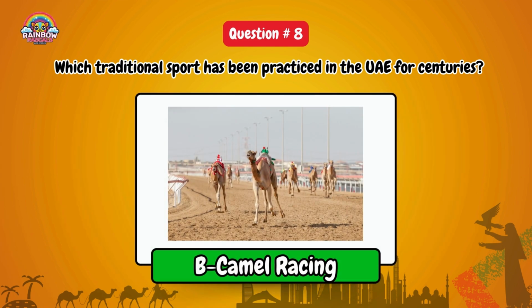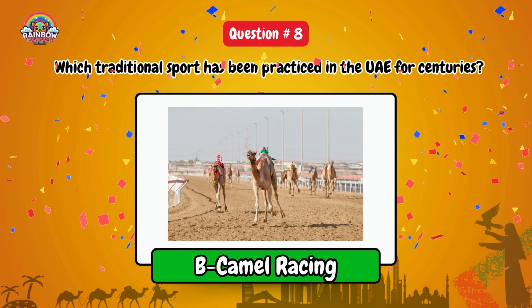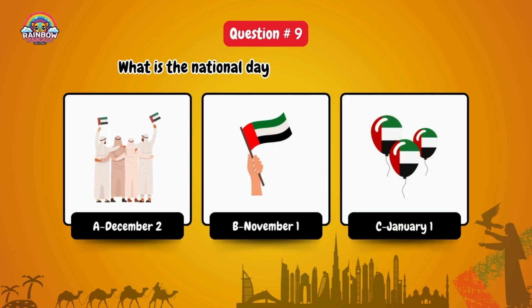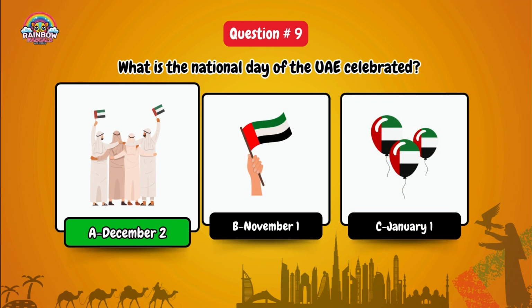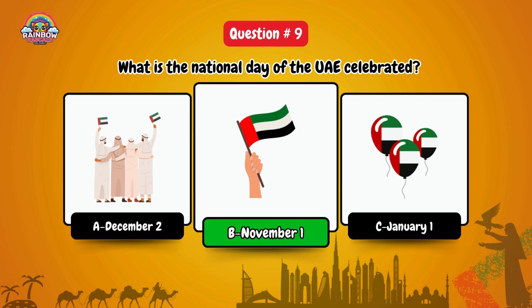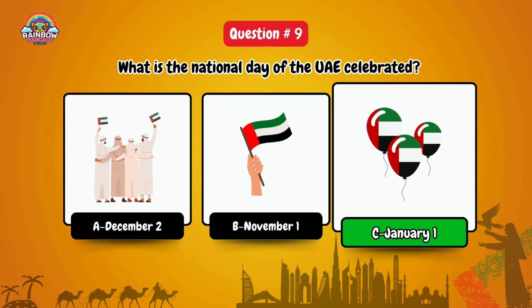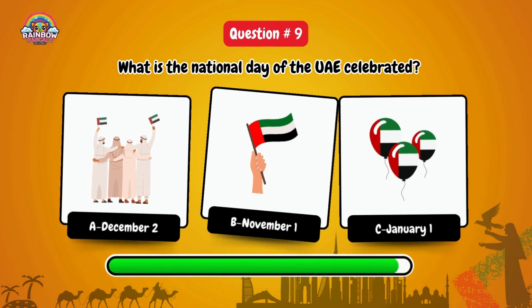The correct answer is, the traditional sport that has been practiced in the UAE for centuries is camel racing. Yay! When is the national day of the UAE celebrated? Options: A. December 2nd, B. November 1st, C. January 1st.